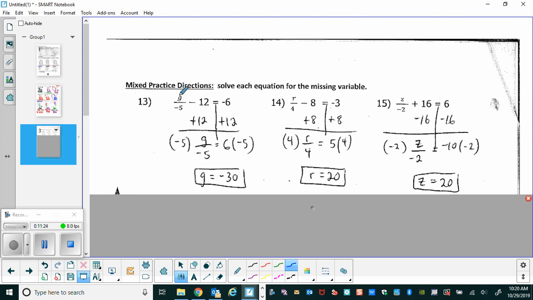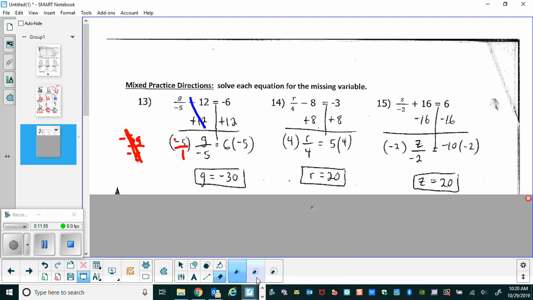So for number 13, g divided by negative 5 minus 12 equals negative 6. So to cancel out the constant, I'm adding 12 to both sides. And negative 6 plus 12 is positive 6. Now, because my denominator is a negative 5, when I bring that down in my work, I'm going to multiply. And friendly reminder that this is technically over 1. So when you multiply numerator times numerator, you get a negative 5g. And over here, 1 times negative 5 is negative 5. And right there, the negative divided by the negative cancels out.